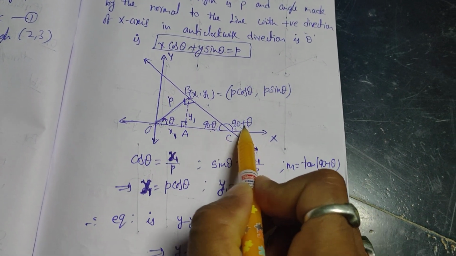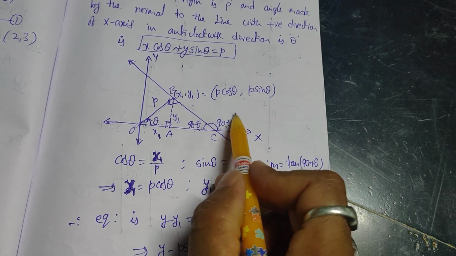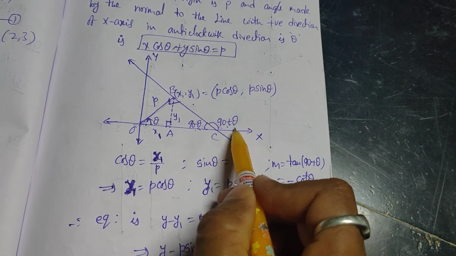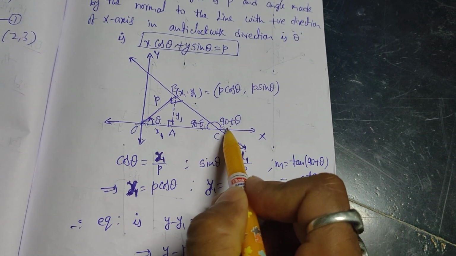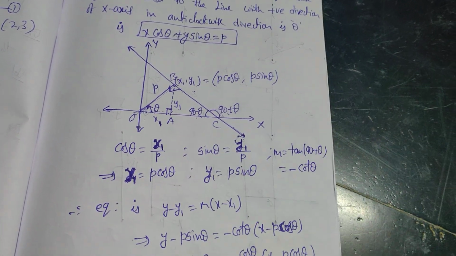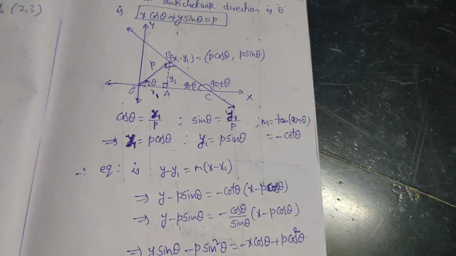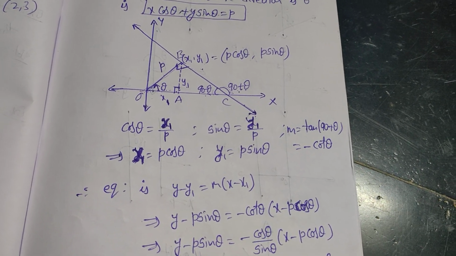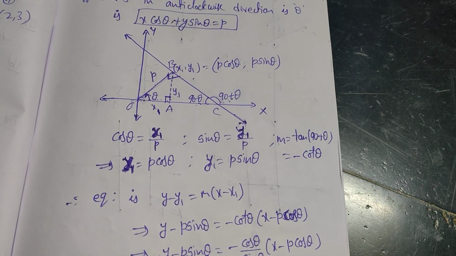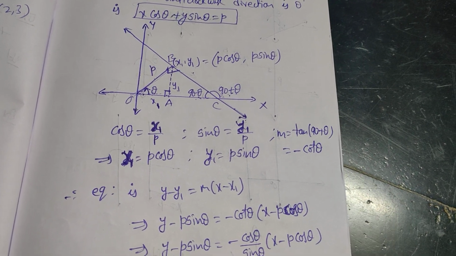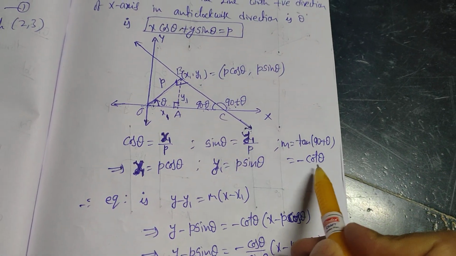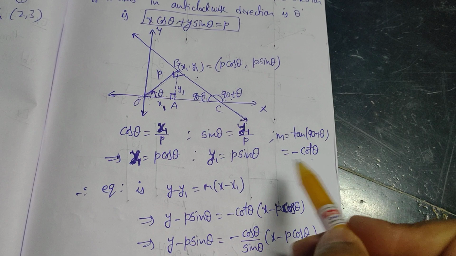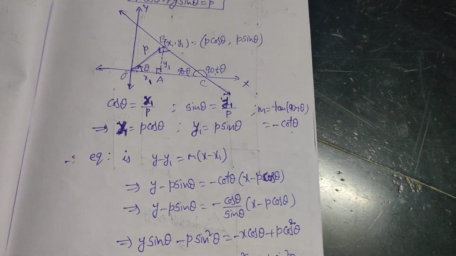To get the slope, we apply the tan function for this angle. That means m is equal to tan of 90 plus theta. You just remember tan 90 plus theta. I gave these formulas in one class. Tan 90 plus theta is equal to minus cot theta. You just remember. So here slope is equal to minus cot theta. You know about cot theta in 10th class only.